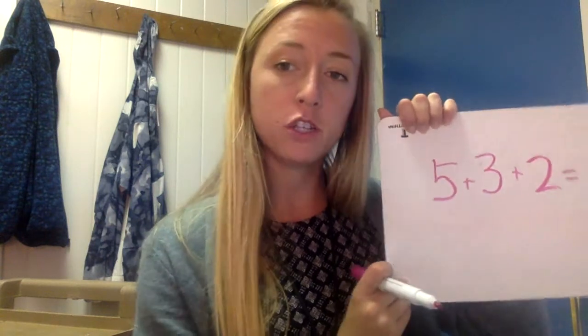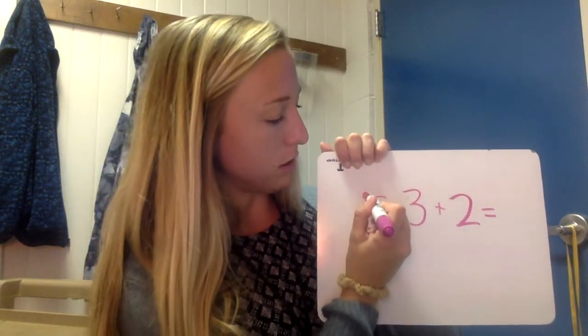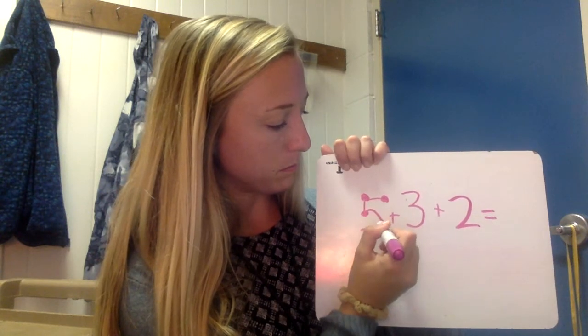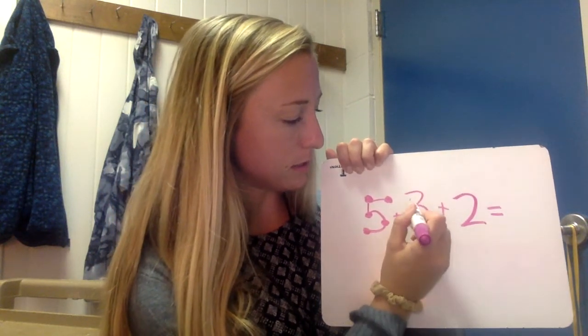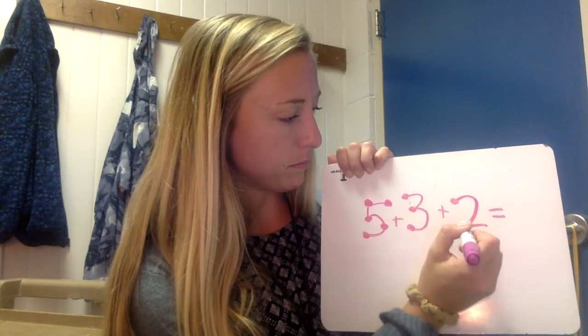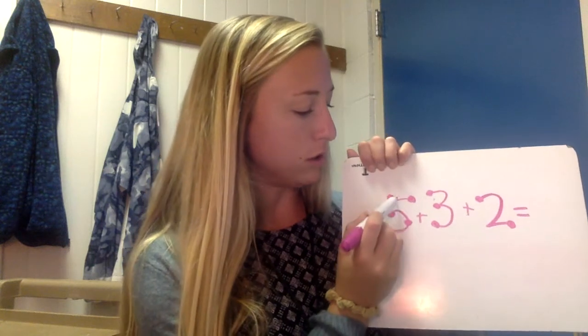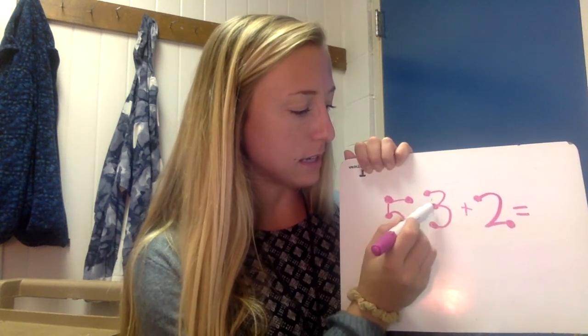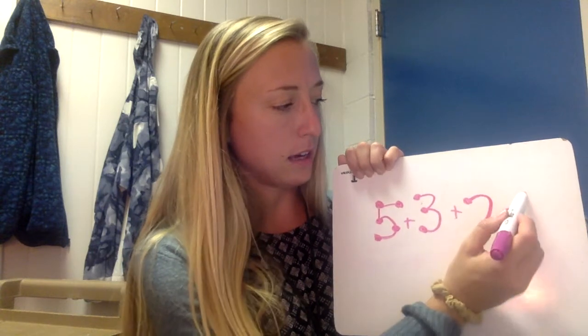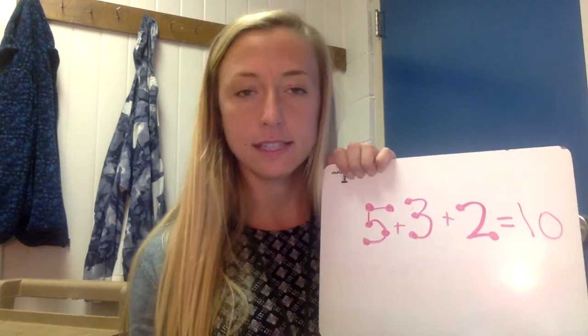Our second way to do this is through touch math, which I know is easier for some, not others. You can do it both ways. But if we were going to do it touch math way, you draw the dots on the numbers, okay? And then you would just count the dots. So 1, 2, 3, 4, 5, 6, 7, 8, 9, 10. Our answer is still 10.